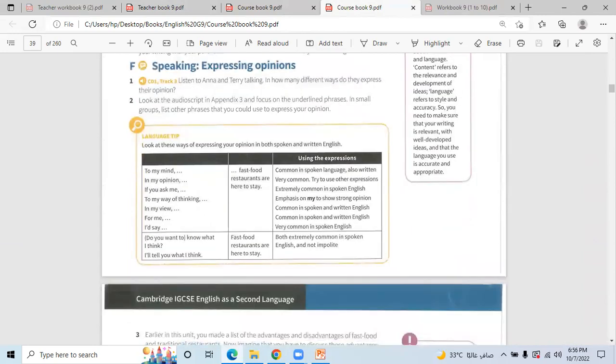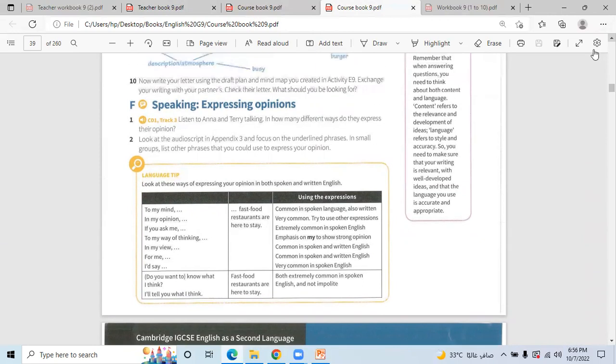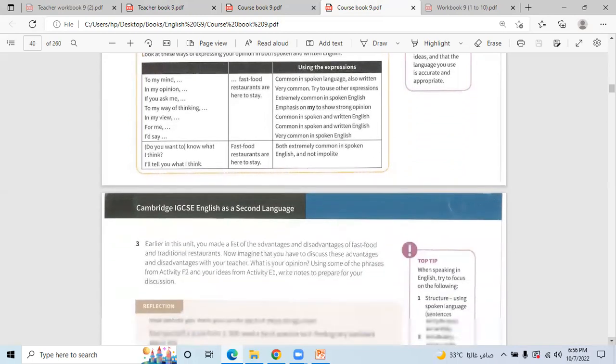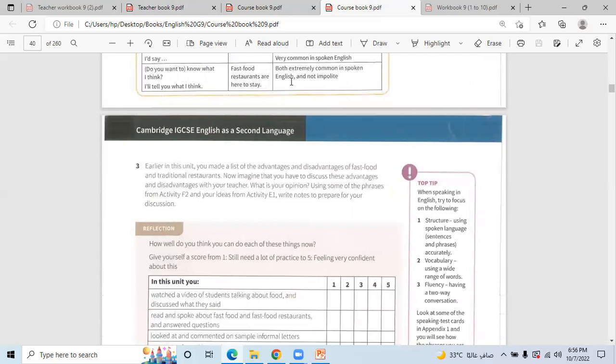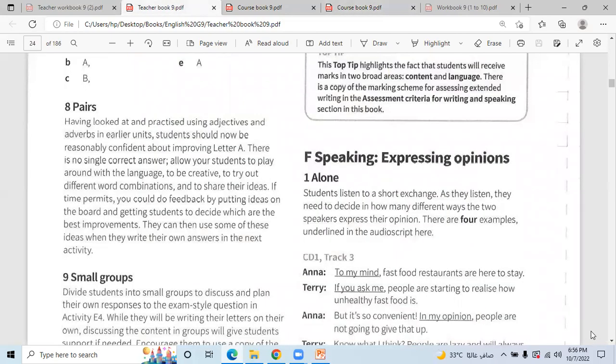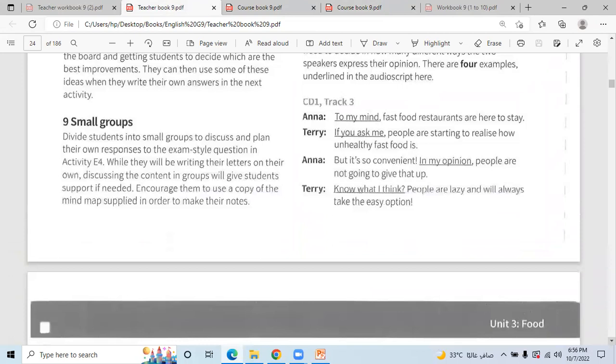Then we have a speaking section, F, expressing your opinion. In this section, we are going to listen to an audio track from CD1. It is track number 3 that we will be listening to. Anna and Terry are talking. How many different ways do they express their opinion? By looking at the audio script, we will solve the questions here. All right, let's see here about Anna and Terry.